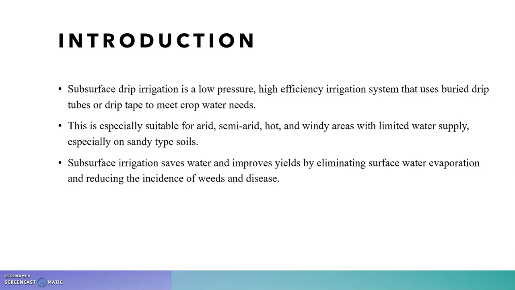So I just want to introduce about the subsurface irrigation. It's a low pressure. We know that comparing to the sprinkler irrigation system, drip irrigation system needs very low pressure. We don't need 40 psi or 50 psi. It will operate under 10 psi. Okay, and it has a very high efficiency comparing to the sprinkler irrigation system.